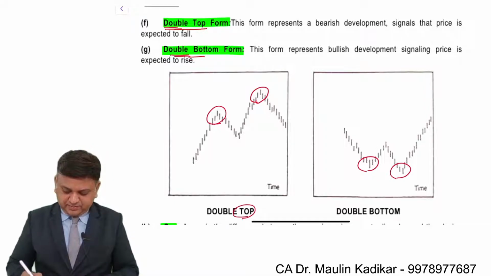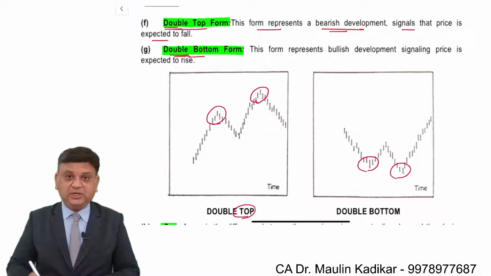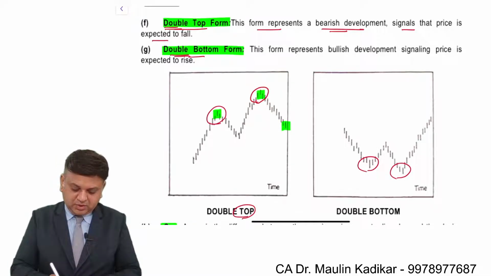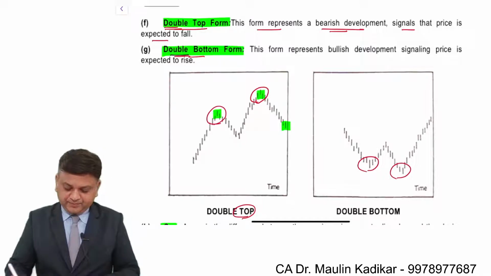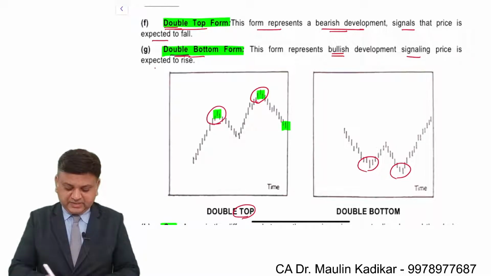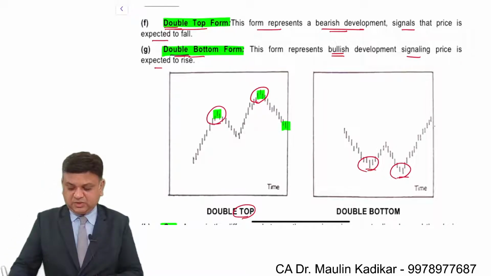This is double top. This form represents the bearish movement, signaling that the prices are expected to fall. So after two tops, the prices are falling down. Double bottom represents bullish development, signaling the price is expected to rise. So the prices have gone down, so now it will go up.